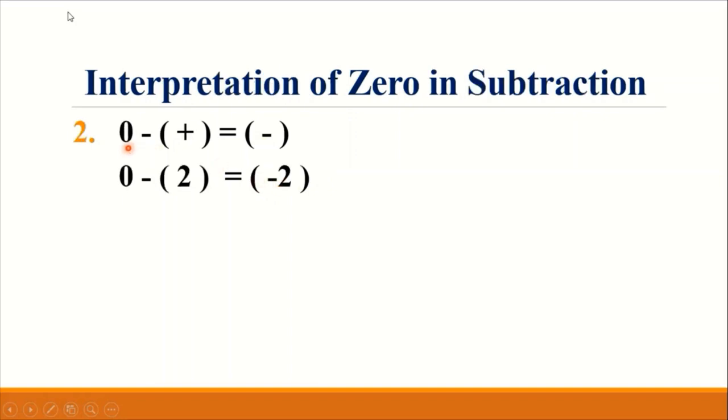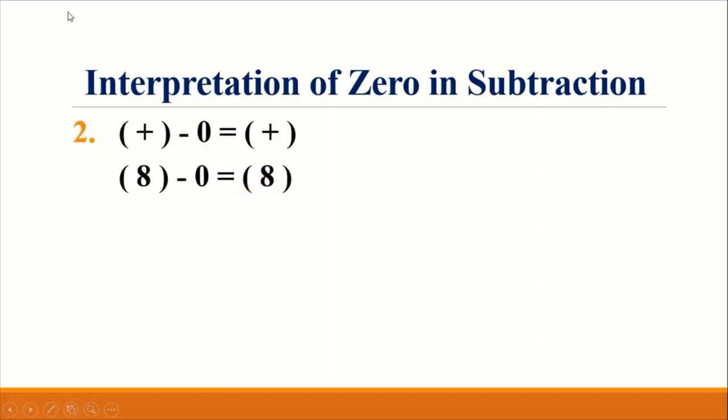Now we will discuss interpretation of 0 in subtraction. When any positive number is subtracted from 0, answer will be always negative. For example, 0 minus 2 is equals to minus 2.